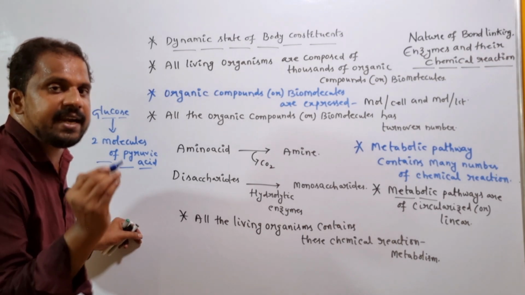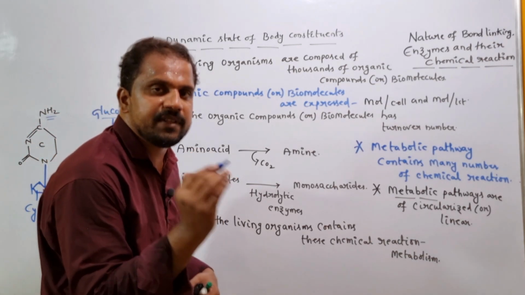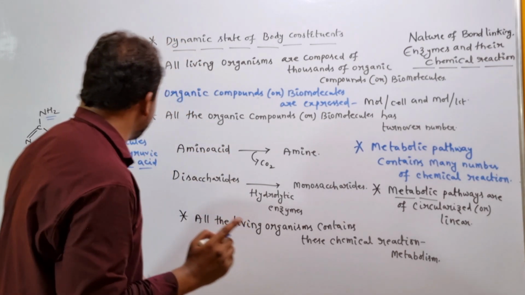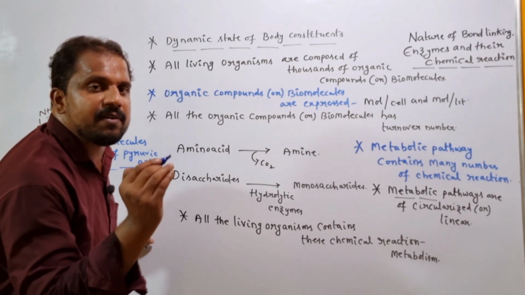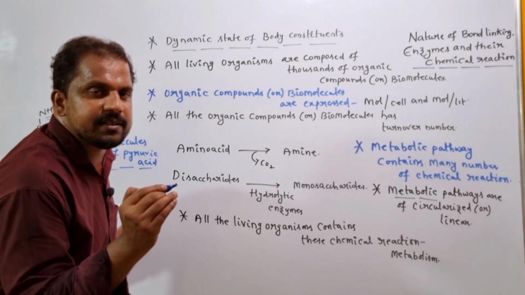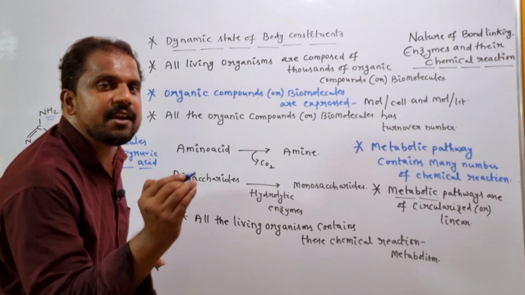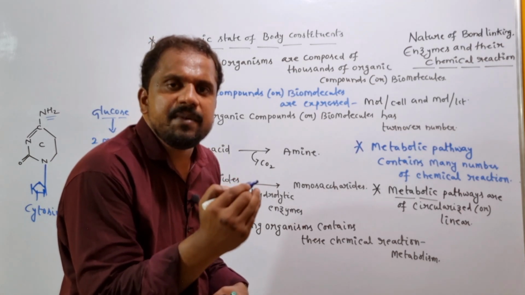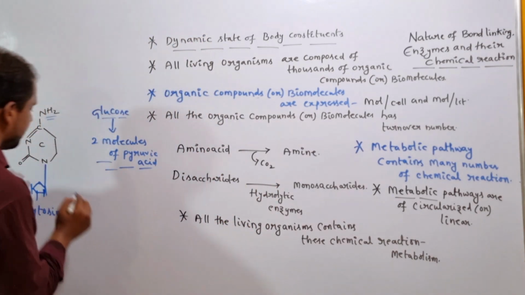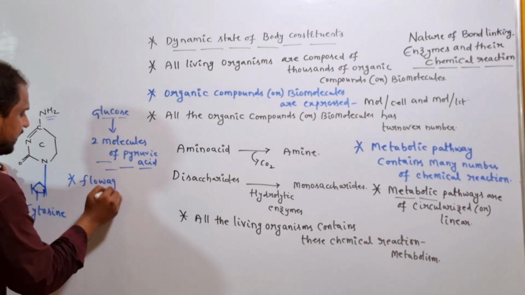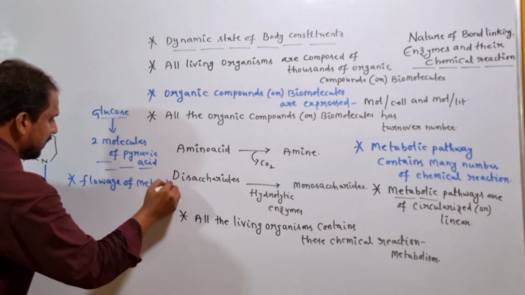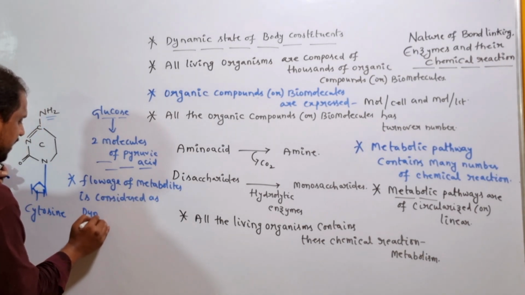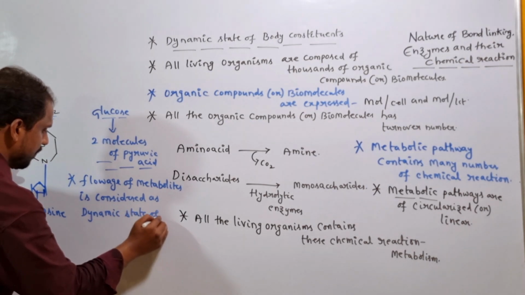So here the specific flowage of metabolites resembles the movement of automobiles on the surface of the road in accordance with the traffic signals. In what way? On the surface of the road, automobiles successfully move in accordance with the traffic signals. In the same way, within one particular metabolic pathway, flowage of metabolites takes place, likewise the automobiles on the surface of the road. So here the specific flowage of metabolites in one particular metabolic pathway is termed as what? Dynamic state of body constituents in living organisms. Is it clear? So let me write it on the board. Flowage of metabolites is considered as dynamic state of body constituents.